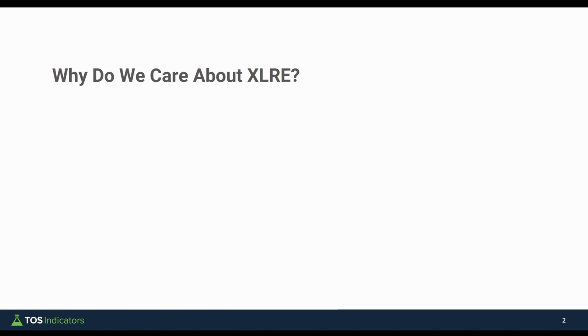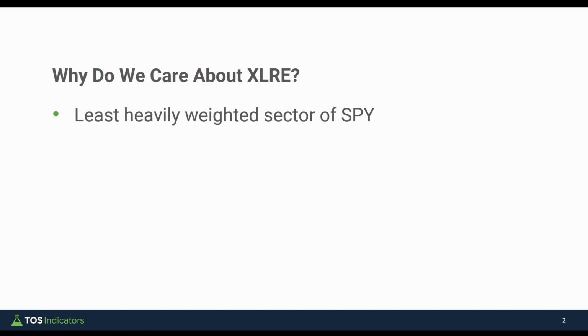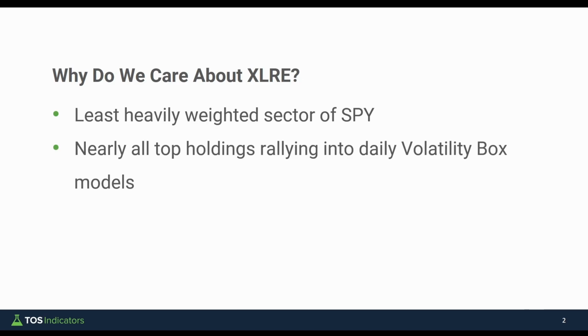Let's start by asking the first question, which is, why do we care about XLRE? It is, after all, the least heavily weighted sector of the S&P 500. Well, the answer is simple. Today in XLRE, out of the top 20 holdings, 15 of them appeared on our Volatility Box live scanner for breaching their daily Volatility Box models. So 15 out of 20 of the top holdings gave us volatility setups today. That's nearly 75% of the top holdings. So that's why I think it's worthy of calling out and diving a little further into.